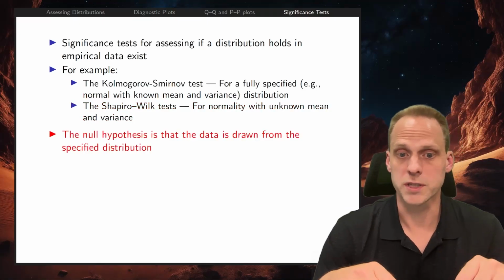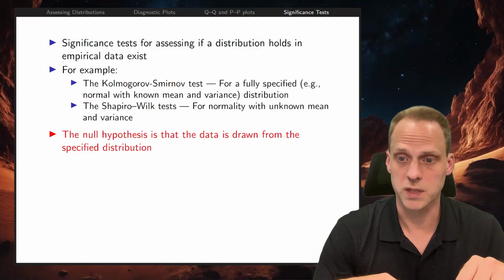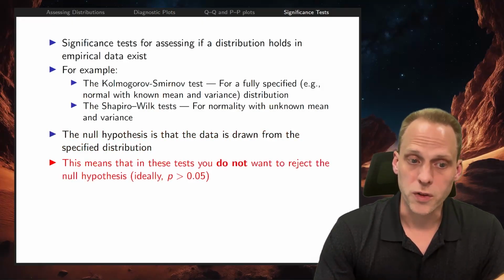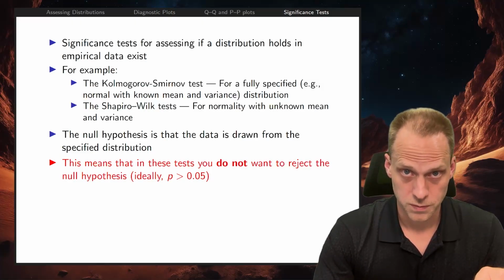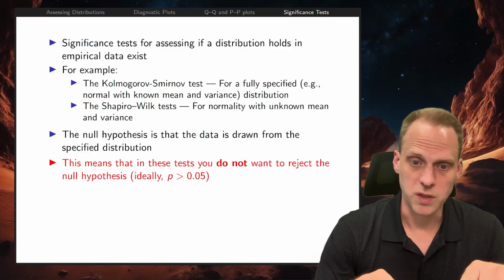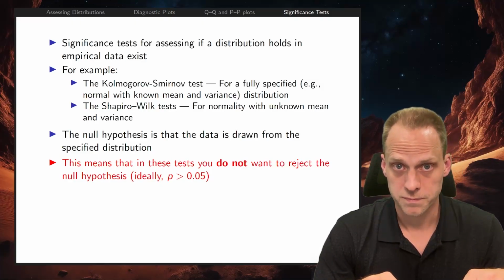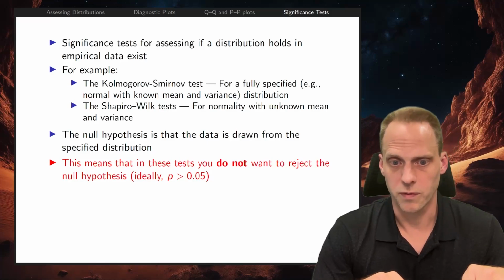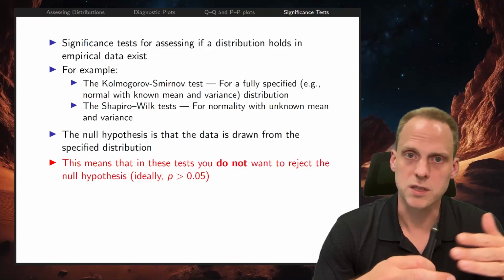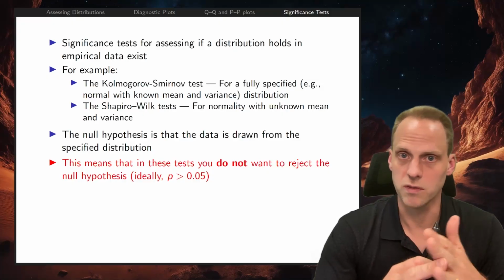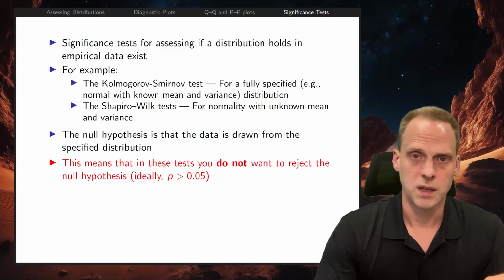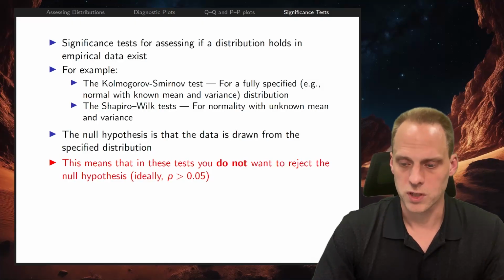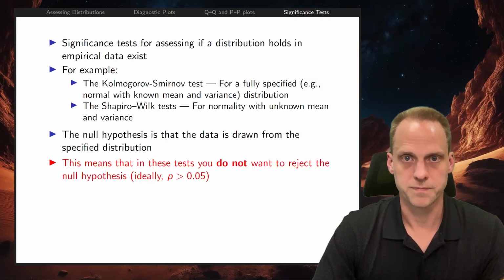Now the null hypothesis is that the data are drawn from a specified distribution, which means that we do not want to reject the null hypothesis. We do want to get a p-value of larger than 0.05. That sounds weird, but basically, if we cannot reject the null hypothesis, then that's a good thing, because we want to check if the normal distribution holds. If we cannot reject that, then that's good, because we get some evidence that the normal distribution might hold.